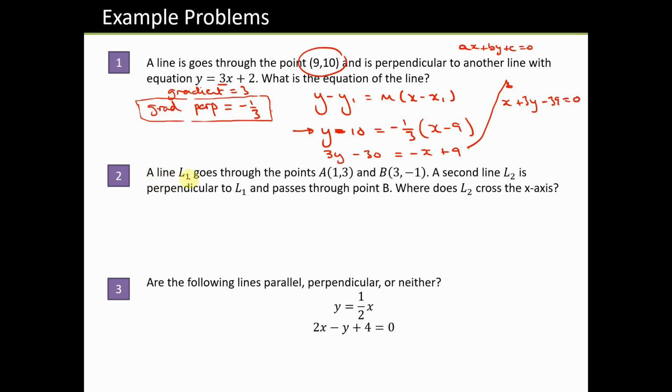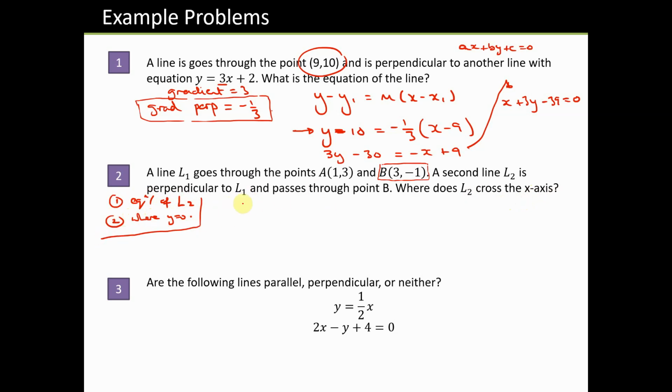Question 2. Line L1 goes through these 2 points. The second line is perpendicular and passes through the point B. Where does it cross the x-axis? So first of all we want to find the equation of L2, and then we want to see where y equals 0 to find the cross of the x-axis. So let's go ahead and complete that plan.